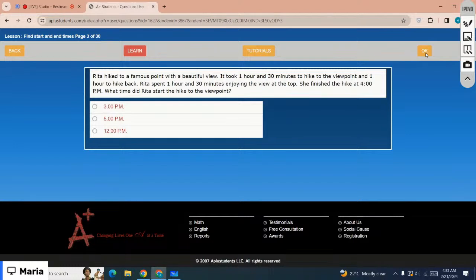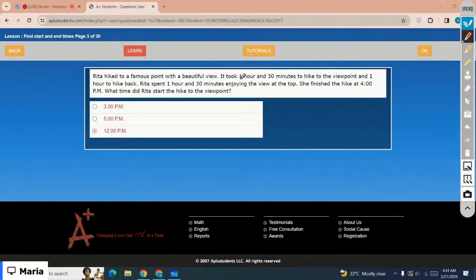The correct option is you have to go back 4 hours, right? When you go back 4 hours, that is 12. Yes, that is 12. Just calculate the time, right? 12 p.m. it is. Just add all the times. 1 hour and 30 minutes here, then viewpoint, and 1 hour he needs back. So 1 hour 30 minutes plus another 1 hour. That means you have 2 hours and 30 minutes, right?